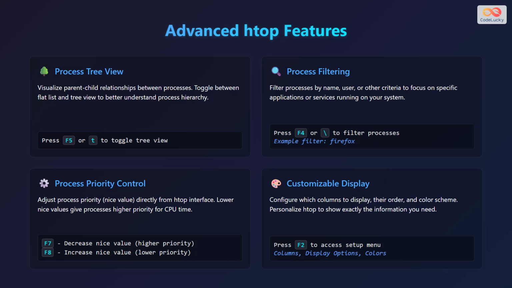Process priority control lets you adjust a process's nice value directly from top. Press F7 to decrease the nice value, giving the process higher priority, or F8 to increase the nice value, giving the process lower priority. The customizable display allows you to configure which columns to display, their order, and the color scheme. Press F2 to access the setup menu, where you can adjust columns, display options, and colors.